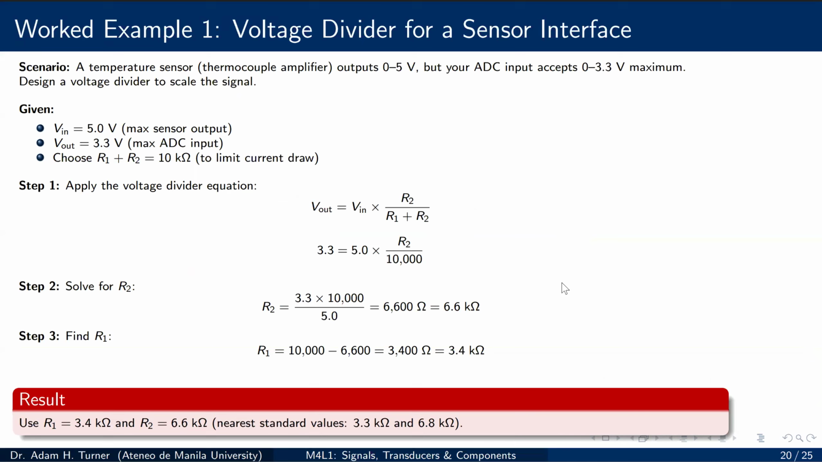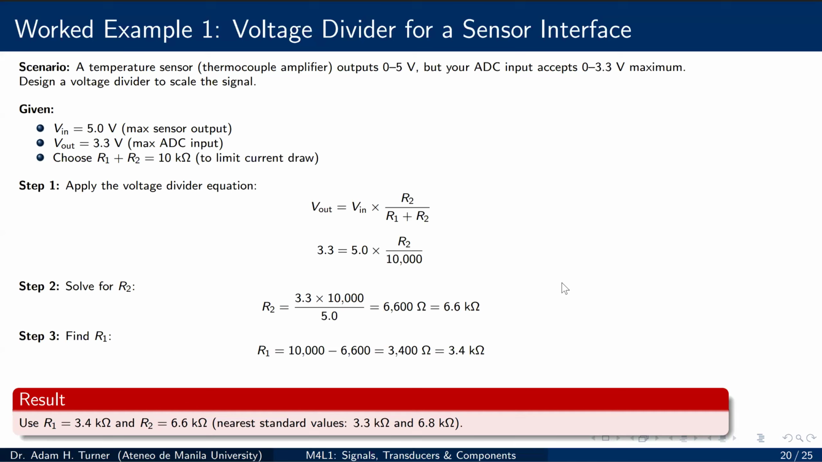Well, we start with the voltage divider equation. So V out equals V in times R2 over R1 plus R2. We know V in is 5 volts, and we want V out to be 3.3 volts. We'll choose R1 plus R2 to equal 10 kilo ohms to keep current draw reasonable. Substituting, 3.3 equals 5 times R2 over 10,000. Solving for R2 gives us 6,600 ohms or 6.6 kilo ohms. Then R1 is 10,000 minus 6,600, which is equal to 3,400 ohms or 3.4 kilo ohms.